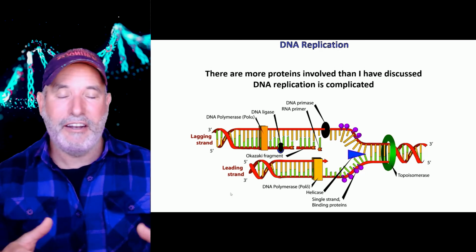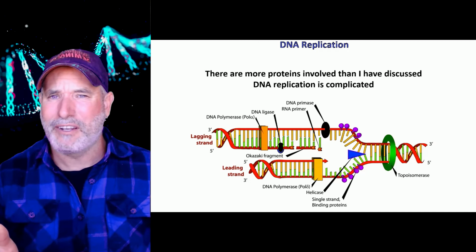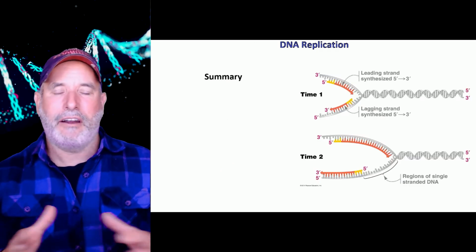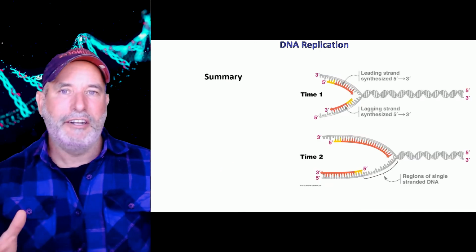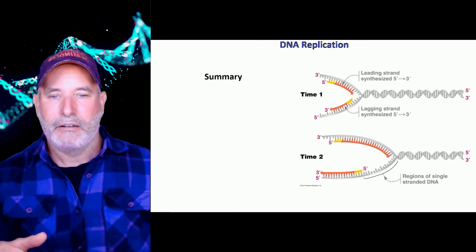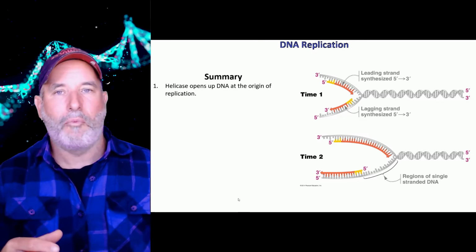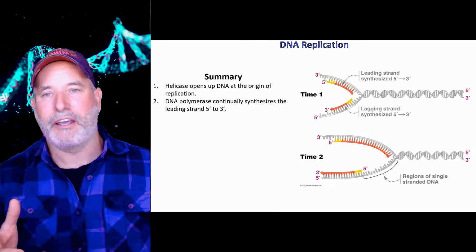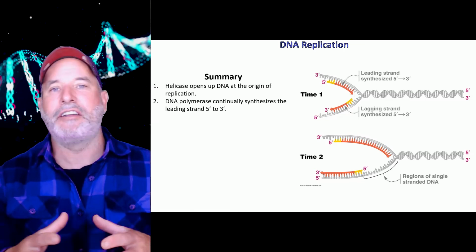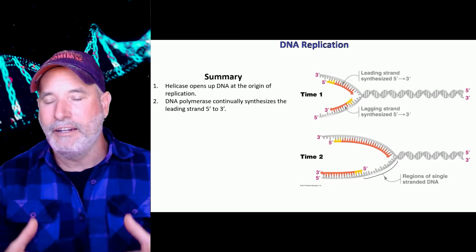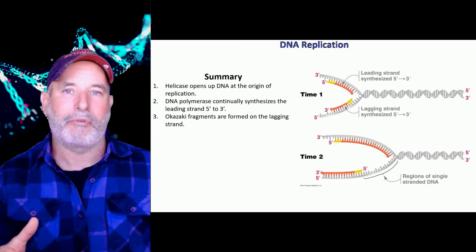So as you can see, DNA replication is pretty wild stuff. It gets a little complicated. And then here's our summary, right? You've got your leading strand and your lagging strand. The helicase opens up the DNA at the origin of replication. Then the DNA polymerase continually will synthesize the leading strand going 5' to 3'.